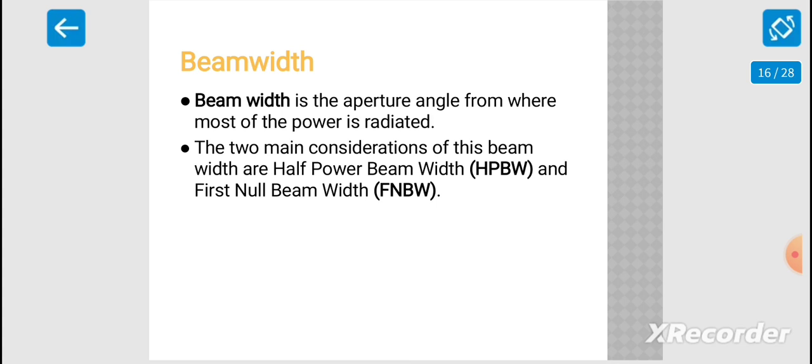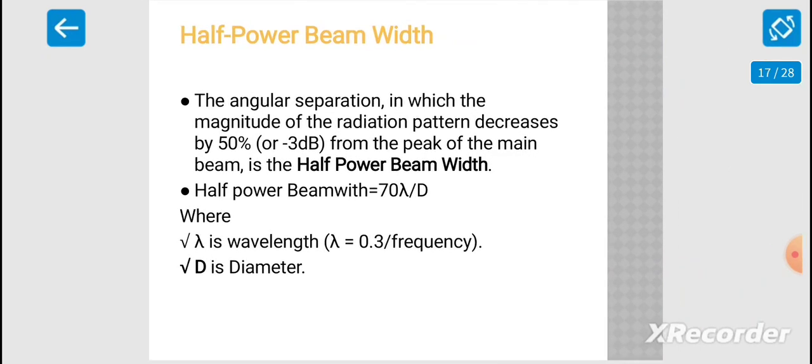In an antenna pattern, a number of beam widths are defined, that is, half power beam width and first null beam width. Okay. The two main constituents of this beam width are half power beam width and first null beam width. Next, half power beam width.